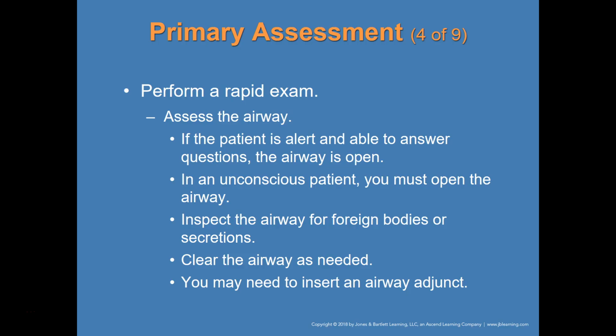All right, so we formed our general impression. Now we need to perform a rapid exam. This is where we get into our ABCs. I told you guys they'd be coming up quite a lot, and here it is, in the next chapter. First thing we're going to do, assess that airway. If the patient is alert and able to answer questions, we can assume that the patient's airway is open. With an unconscious patient, we need to open that airway.